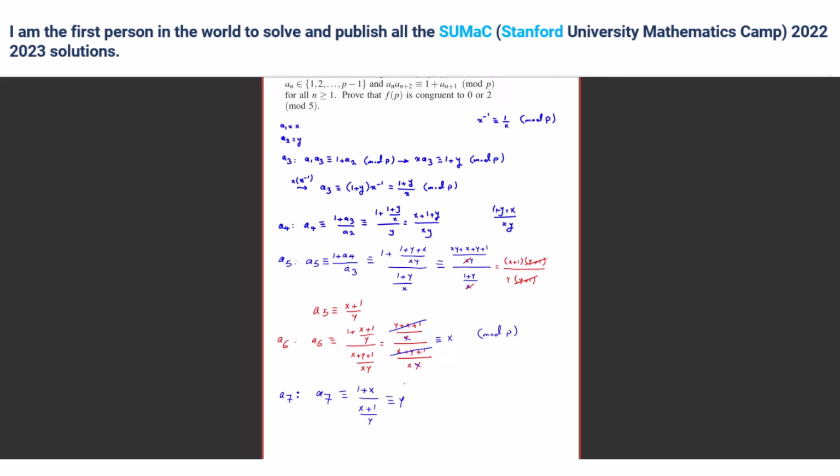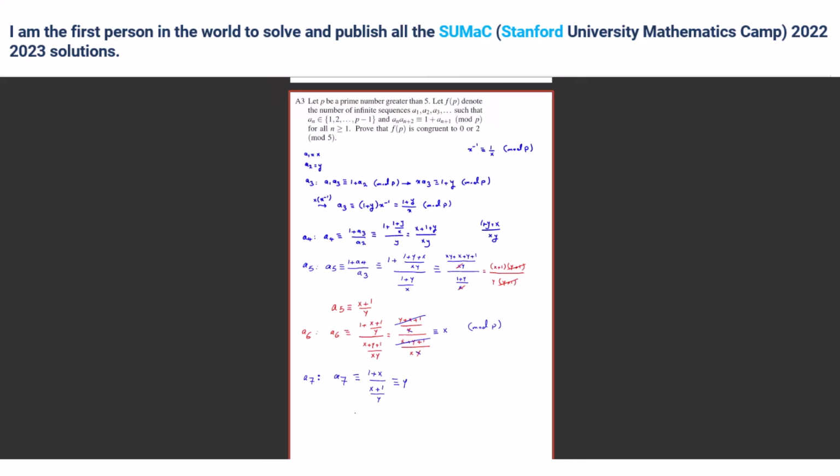Okay, so we found the pattern, right? Do you agree after x, y again we have the same thing? Look, it is x, y, the next one is y plus 1 over x, the next one is x plus y plus 1 over xy, A4, then A5 was x plus 1 over y, A6 was x, A7 was y, and the rest will be the same, right? So the length of the period is what?